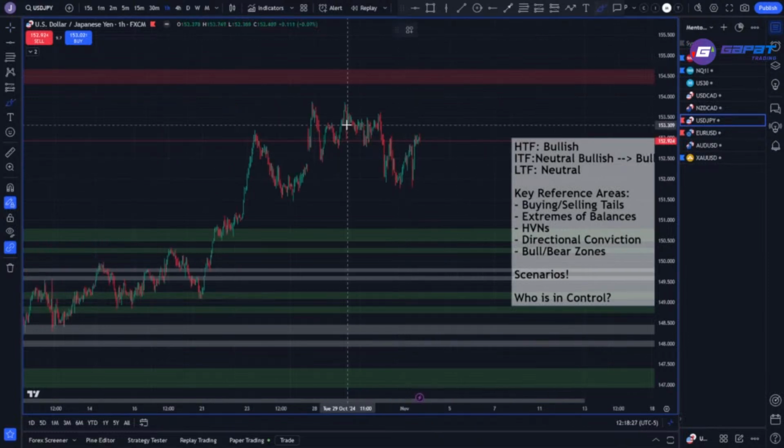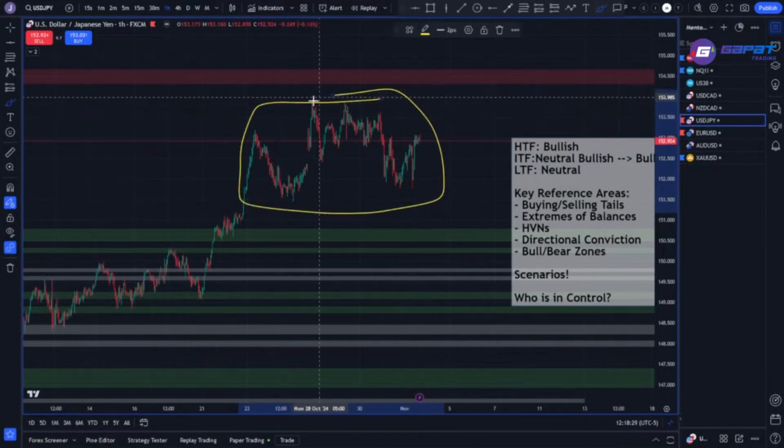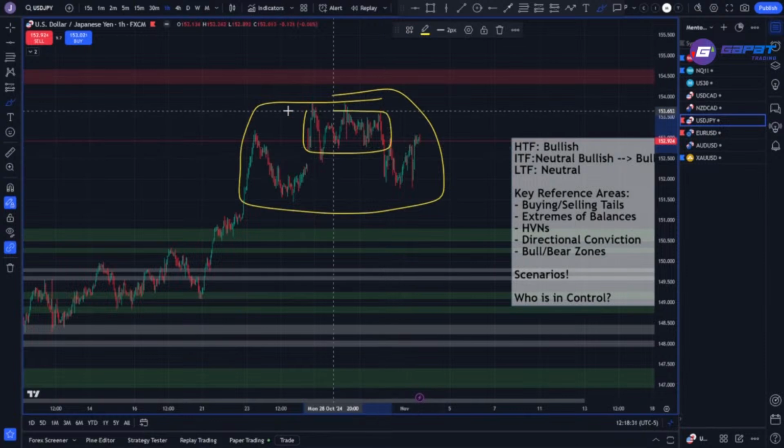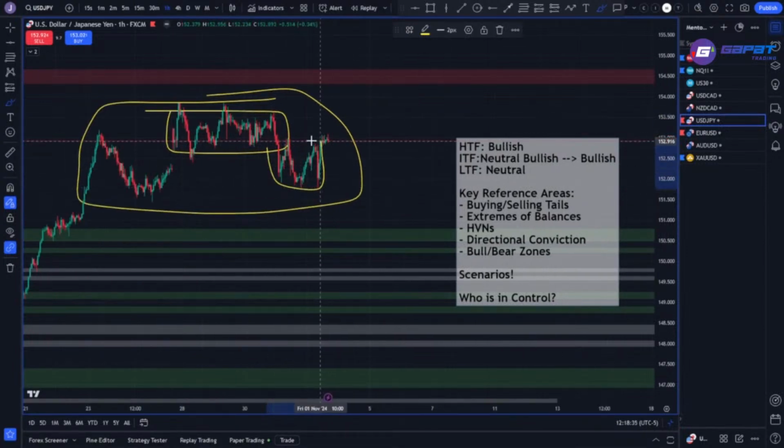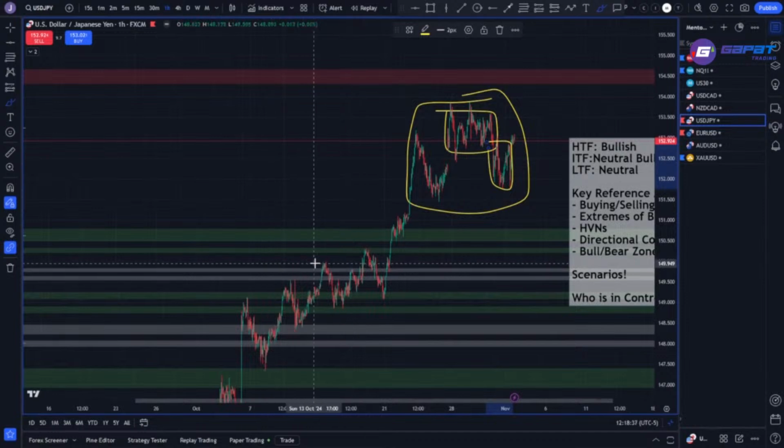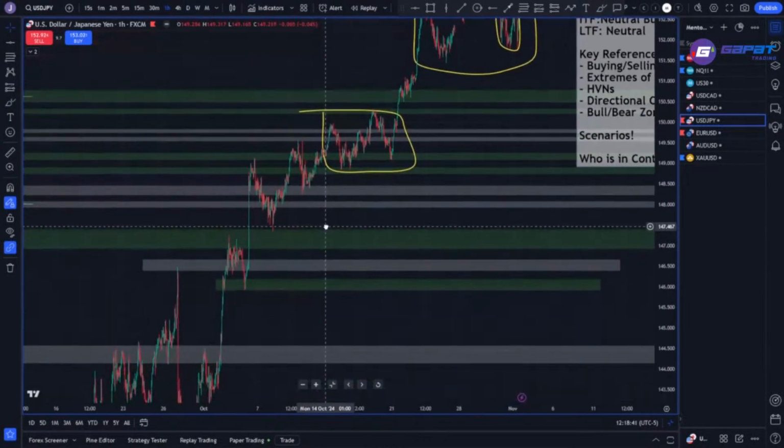Okay, let's draw out all of the ranges again. So we have the larger range, but then inside the larger range, you have the smaller one. And then there was this one here as well. Lower, you have a range here.